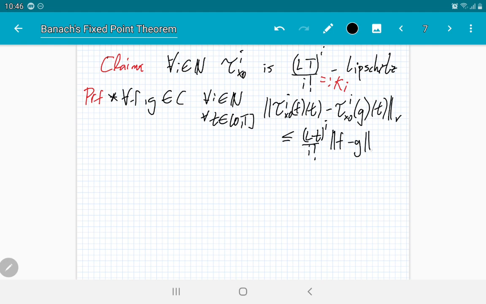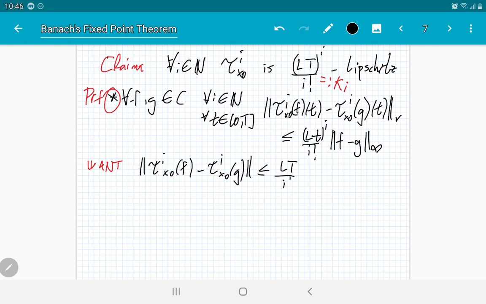F minus g infinity. So why is this enough? Well, maybe I'm going to leave this a little bit of an exercise. What I want in the end is a bound on the infinity norm, and argue that this is less than L capital T to the i over i factorial, times the infinity norm of f minus g. And that's what I want, right?